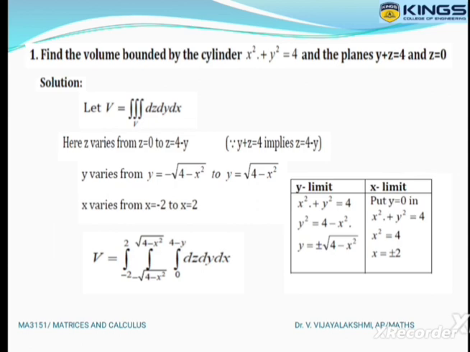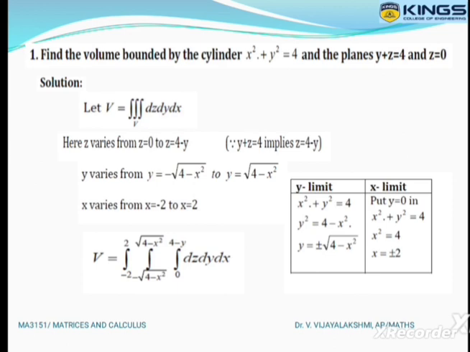We know the formula for volume. Volume V is equal to triple integral over V of dx dy dz or triple integral over V of dz dy dx. So use any one of the formulas here. Here I am taking V equal to triple integral over V of dz dy dx. Now we want to write the limits for z, y and also x.